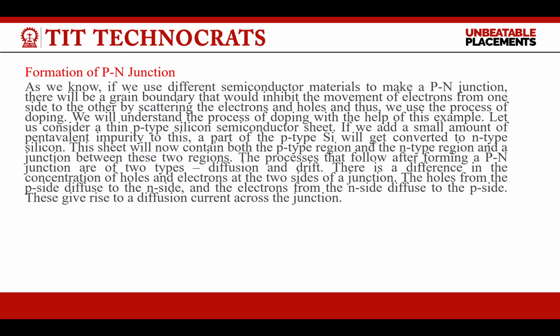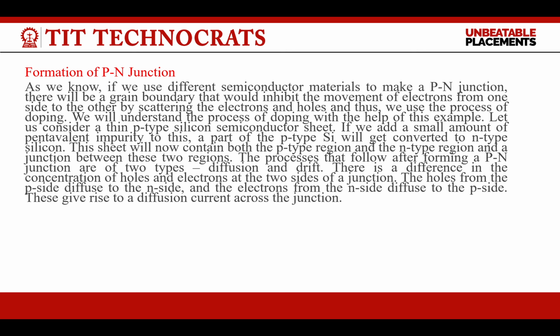Formation: how the p-n junction is formed. As we know, if we use different semiconductor materials to make a p-n junction, there will be a grain boundary that would inhibit the movement of electrons from one side to the other by scattering the electrons and holes. Thus we use the process of doping.